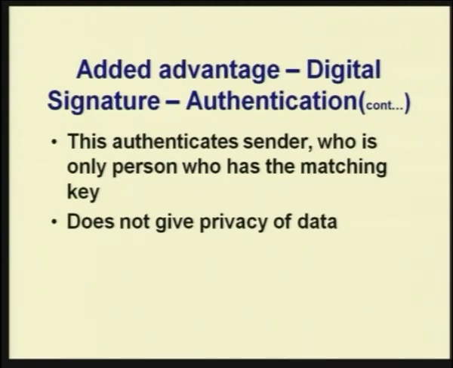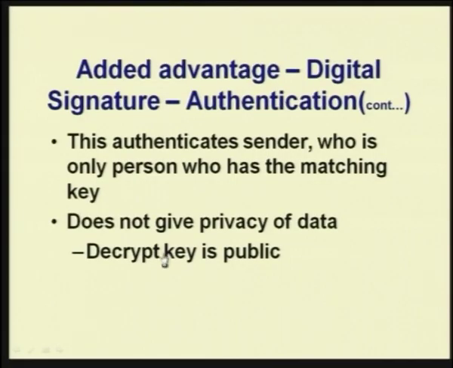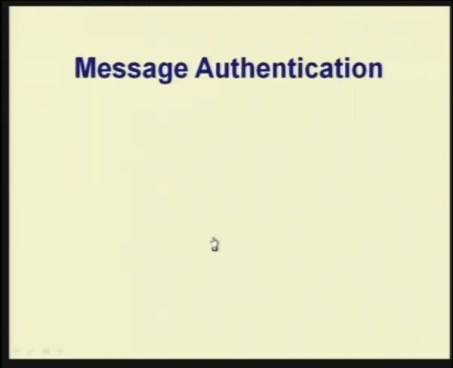Now, note that this does not give privacy of data, because it was encrypted using the private key and sent, and it can be decrypted using the public key, which is available to all. So, privacy of data is not ensured by this mechanism, but authentication is ensured. We do not get privacy of data because the decrypt key is public. So, remember that. Now, that brings us to understanding how message authentication is normally carried out.